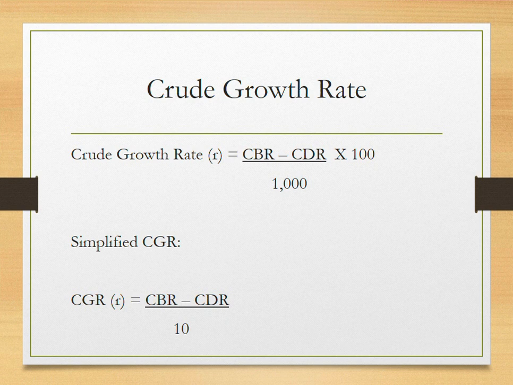To simplify that, to make it quite easy to calculate, and maybe without a calculator, you can get rid of a whole bunch of zeros, right? So for example, take the 2 zeros off the 100, take 2 zeros off the 1,000, and you simply have crude births minus crude deaths over 10. Use whatever you're comfortable with.